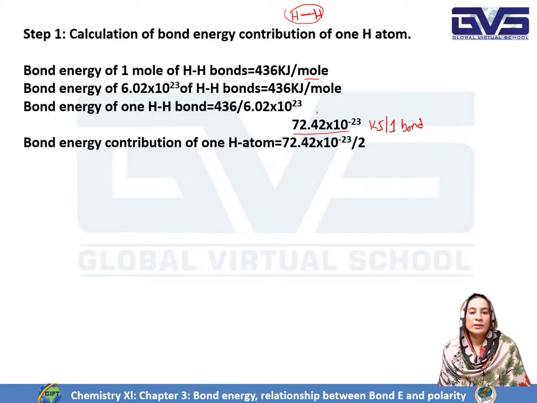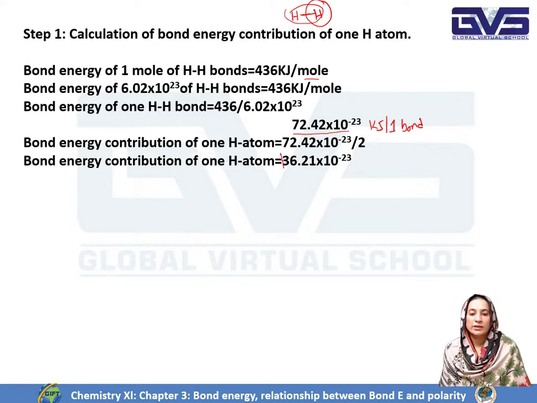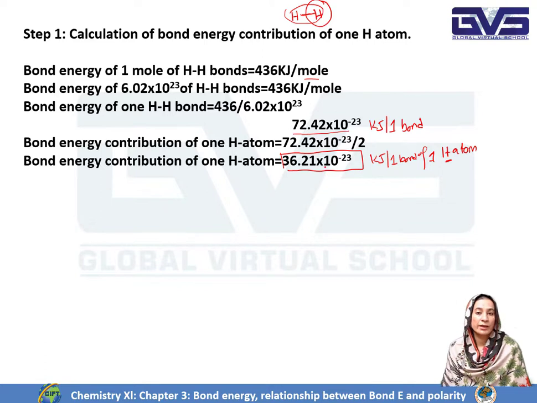So this is for 1 bond, and we have to check the contribution from a single hydrogen. So this will be divided by 2, because this molecule contains only 2 hydrogen atoms. Now we got this value, 36.21 × 10^-23 kilojoule per 1 bond of 1 hydrogen atom. Remember this. Now this is for 1 hydrogen atom.